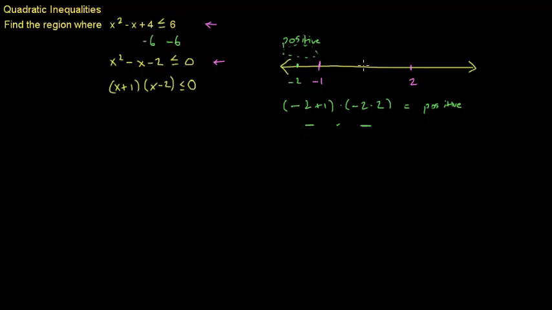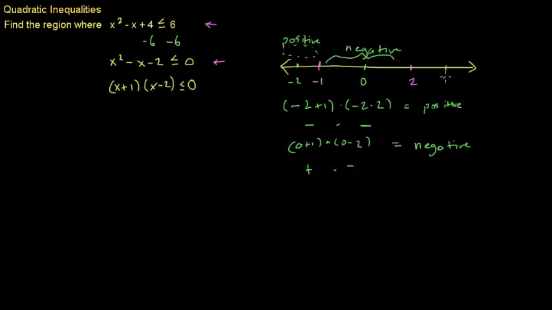Alright, so now let's look at a point in between these two. Let's look at the point 0. So we have 0 plus 1 times 0 minus 2. Well, that's a positive number times a negative number, and so we get a negative function value. And that means everywhere in here, my function must be negative, less than or equal to 0.